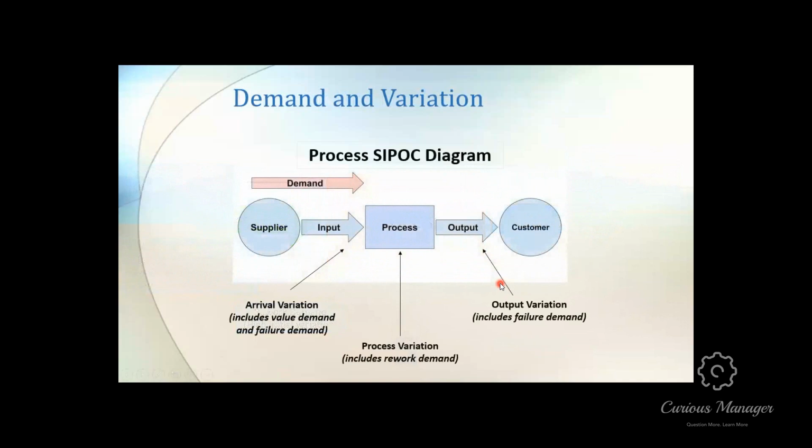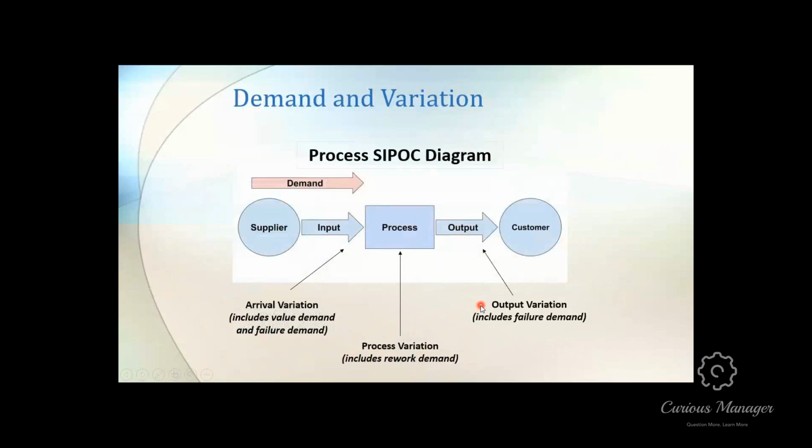And this is the SIPOC. This is the supplier, input, process, output, customer. I just added this because some people are familiar with the SIPOC, especially if you are in project management or in some other types of operations management. This just shows the three types of variation. We include arrival variation, which includes value demand and failure demand, like I mentioned earlier. So we include the arrival variation, which is the variation in the arrival of products entering the process. The process variation, which includes rework demand, and output variation.